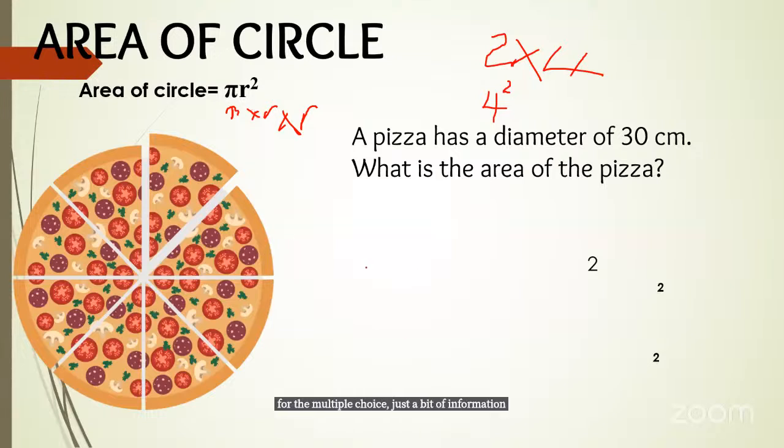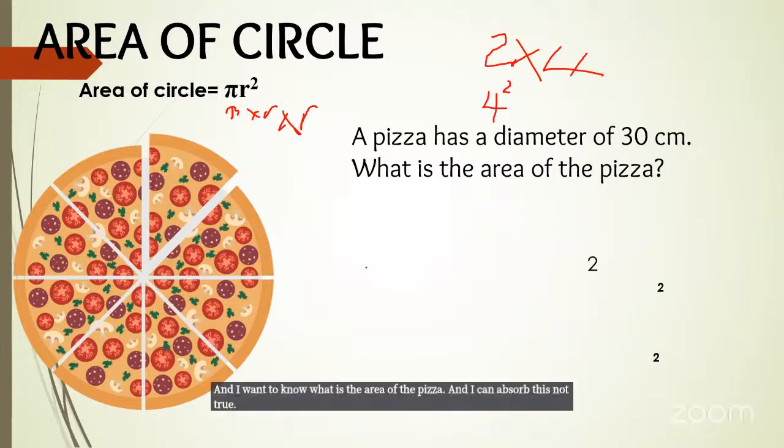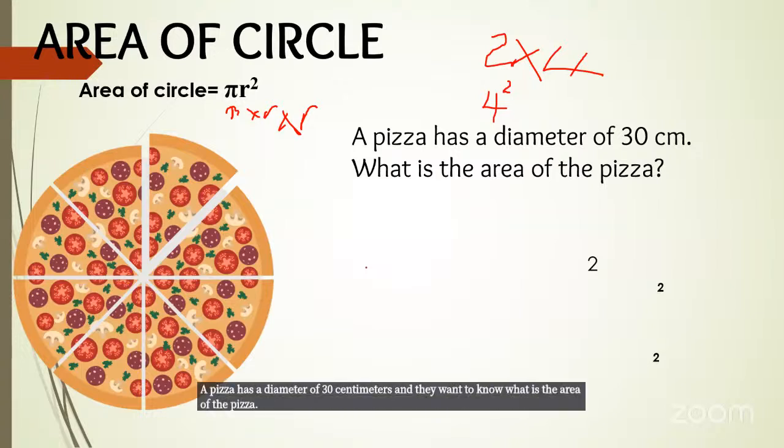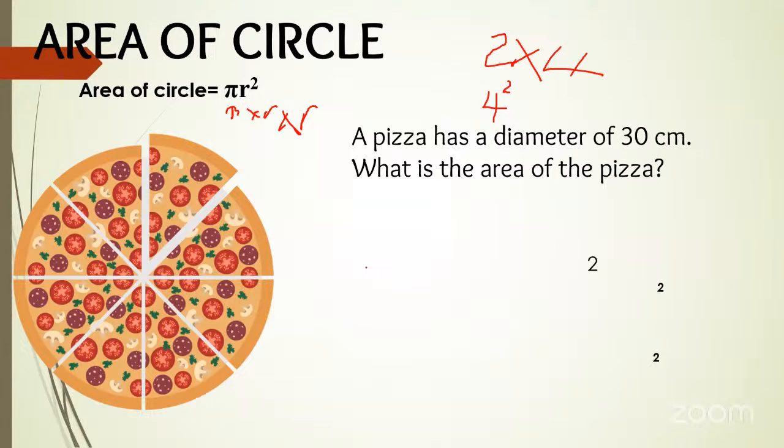So here we go. They say a pizza has a diameter of 30 centimeters, and they want to know what is the area of the pizza. A pizza has a diameter of 30 centimeters, and they want to know what is the area of the pizza. If you get the answer, just hold it. Don't say anything too loud. I'll call on persons to hear what your answers are.